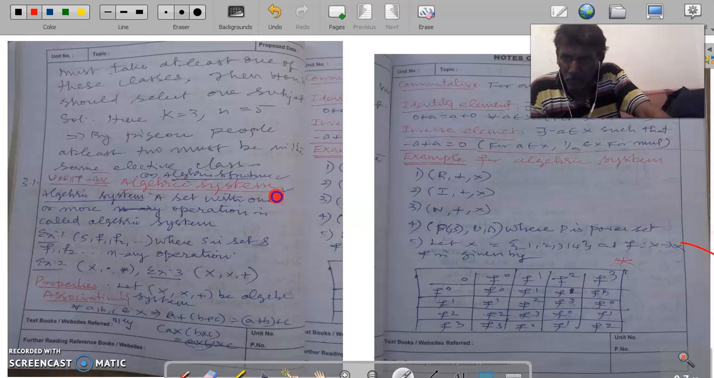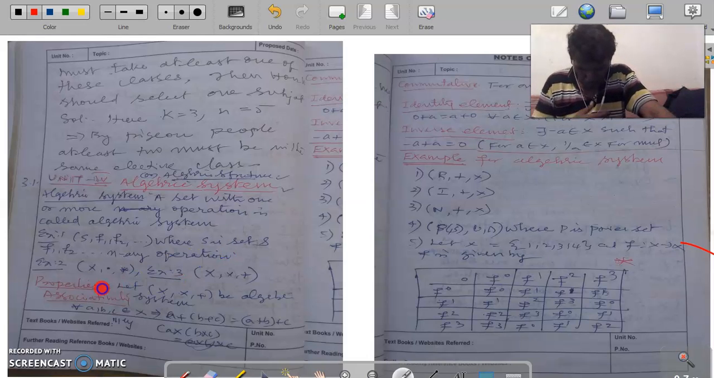An algebraic system is a set with one or more operations. For example, (S, F1, F2, ..., Fn) inside the bracket. This is a good example of an algebraic system, or algebraic structure, as we say.